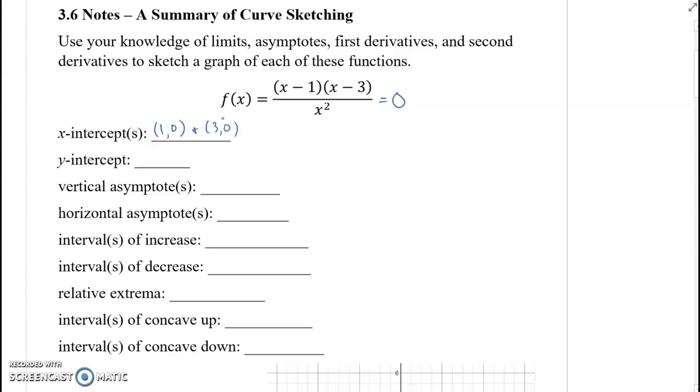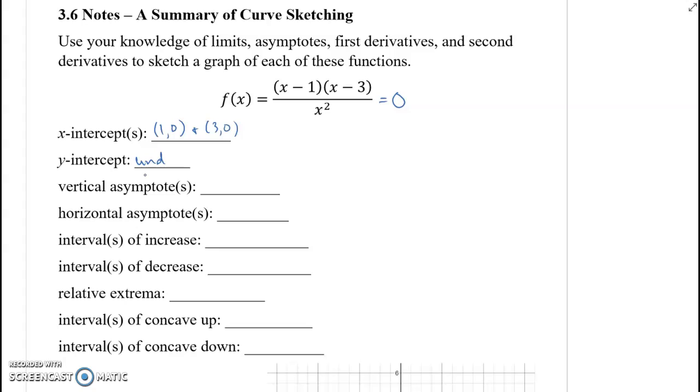Y-intercept, that's when x equals 0. So that's going to be negative 1 times negative 3 divided by 0. Wait, that doesn't exist. This is undefined at x equals 0. So we don't have any y-intercept, which leads us to the vertical asymptotes.